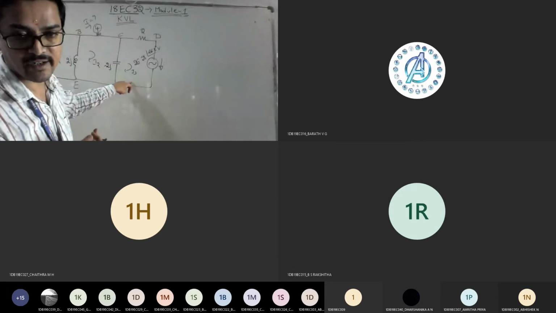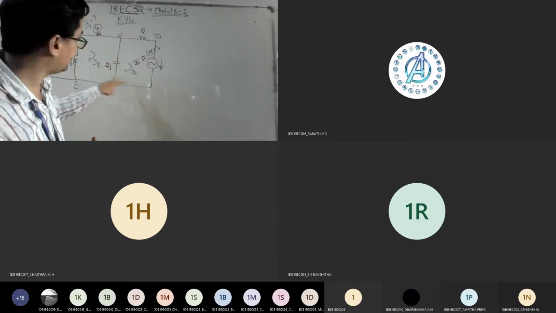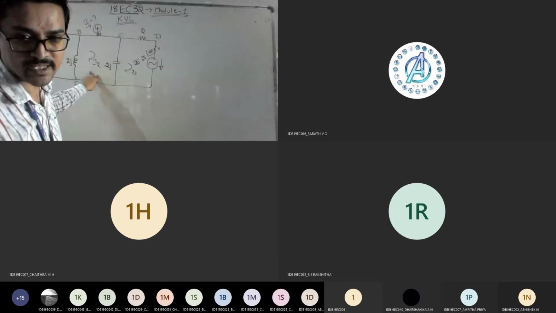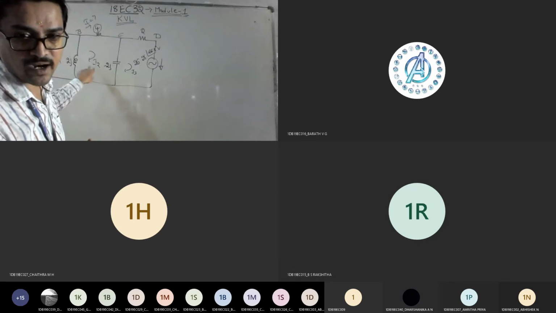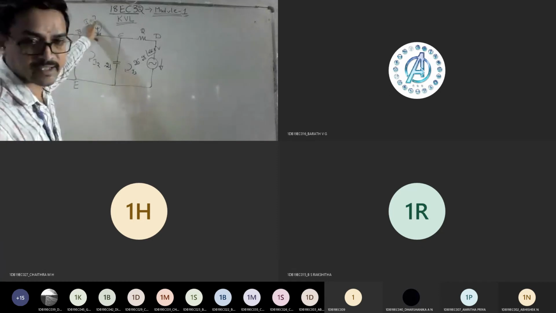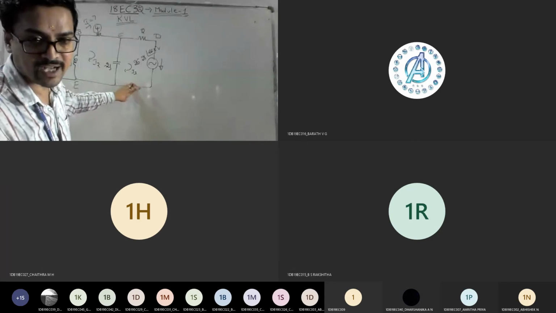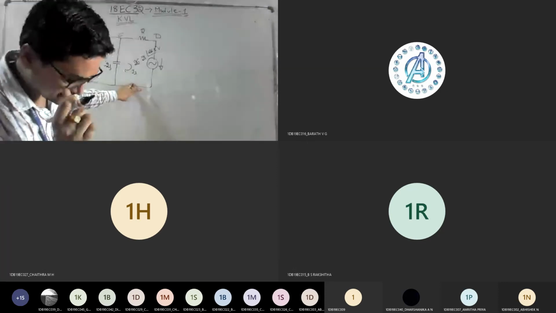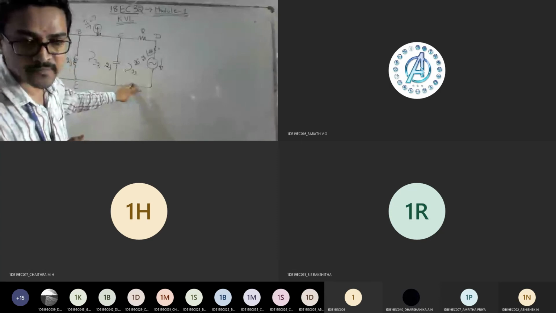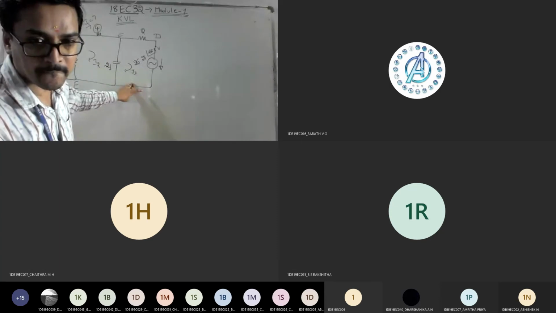Just think, don't try to apply your determinant concept to find I1 and I3. Is it required? No need, right? Straight away I can get delta 2, that is determinant delta 2, and I can get the answer of I2, because the question is to find the current across the 4 ohm. So don't waste your time finding I1 and I3 using determinants. Am I clear, everyone?